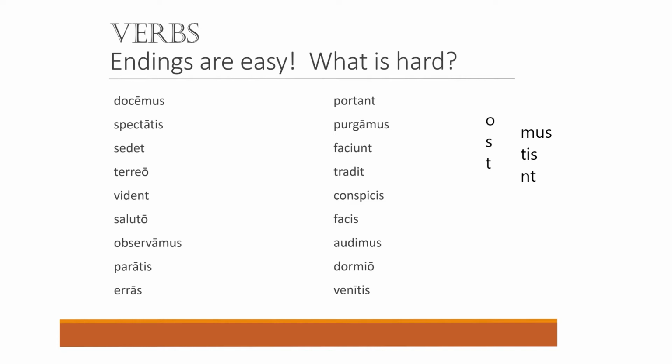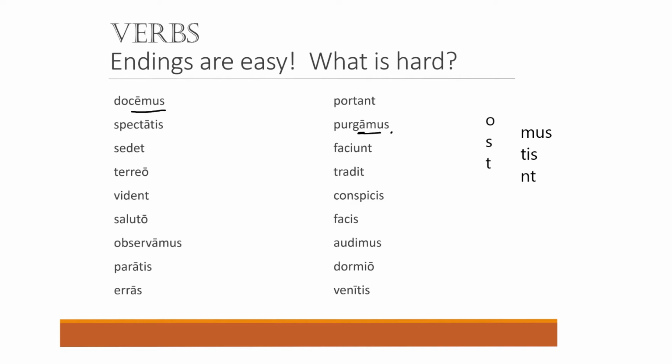Now the endings are pretty standard, but you may be asking yourself, what's the difference between docemus and pergimus? There's a different vowel there before that ending. And that is what conjugations are. They are what tell you the difference between the vowels that you put between the stem of the verb and its ending.